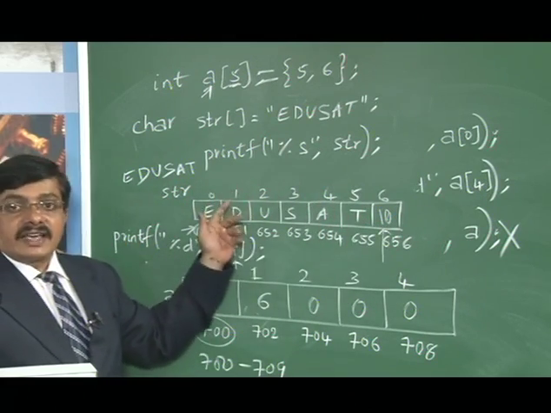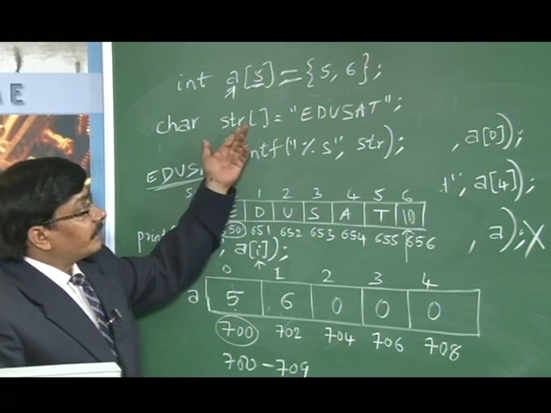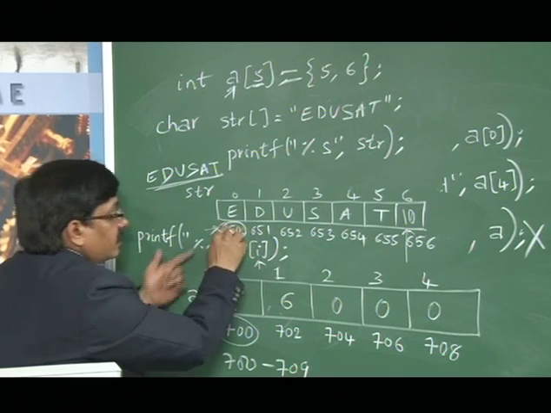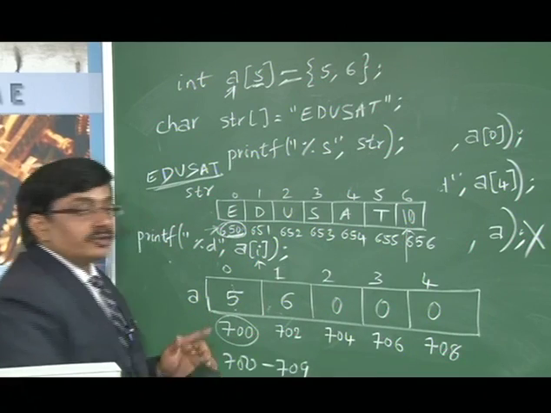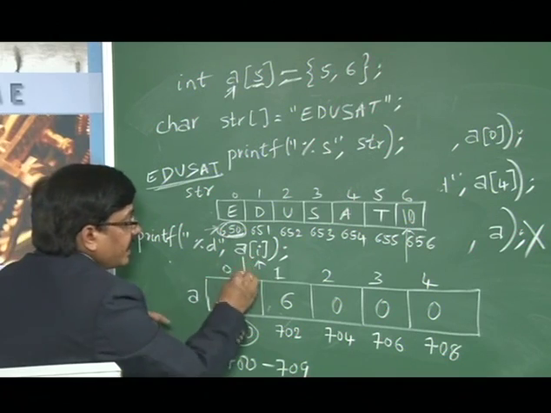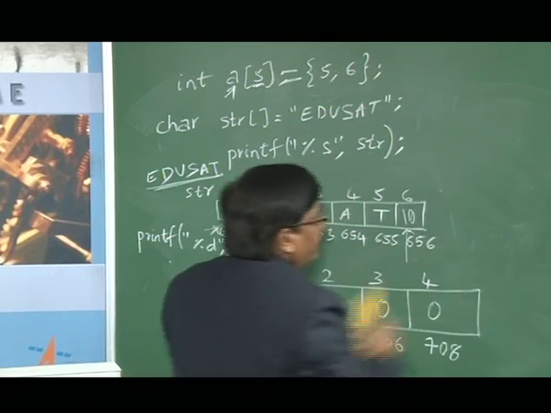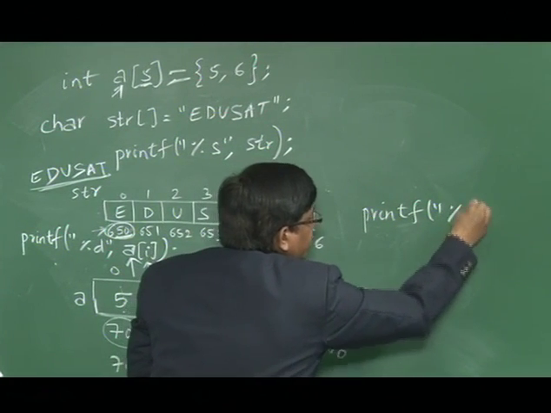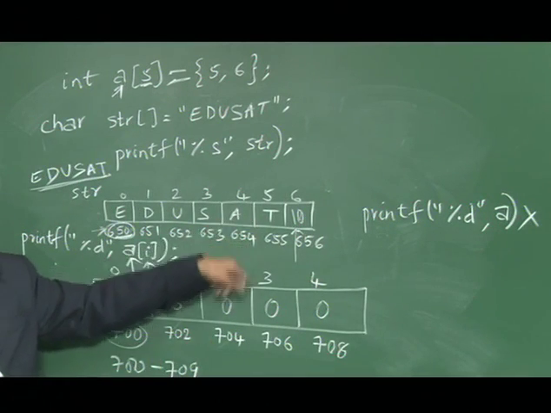When it has stopped printing the characters, what is the string you have displayed? EduSat, the string which was stored in the str array variable. So you are printing the same string on the screen. Here you are mentioning str, the name of the array, whereas in printing integers, each individual element you have to use. I cannot use printf %d and then just the name of an array; that will not solve the problem of printing the integer array elements on the screen.